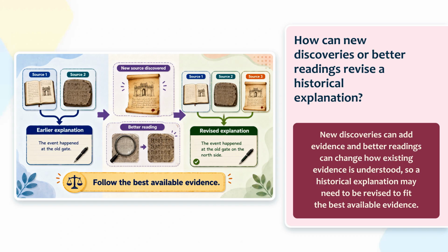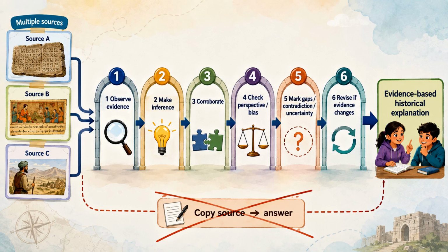New discoveries can add evidence, and better readings can change how existing evidence is understood, so a historical explanation may need to be revised to fit the best available evidence. The revision follows the stronger evidence base. Next, we will combine evidence, inference, corroboration, perspective, and uncertainty into one way of reading multiple accounts. Follow the sources through the full pathway.